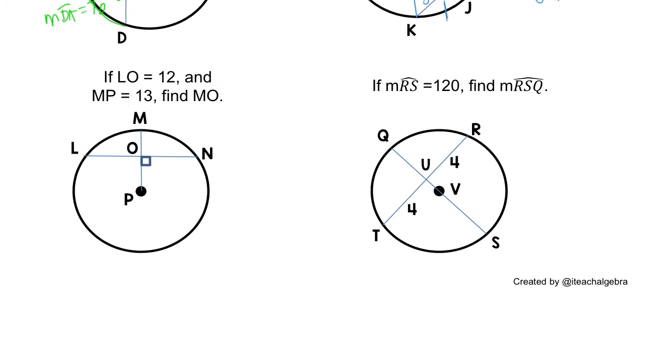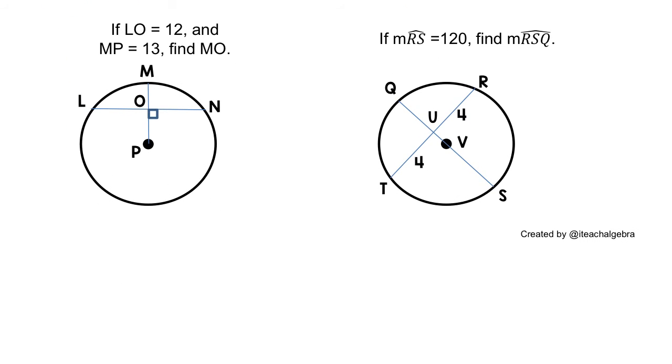Last few, if LO is 12 and MP is 13, find MO. All right, MP is 13. That's a diameter. LP is also a diameter. It's also 13. We want to know MO.